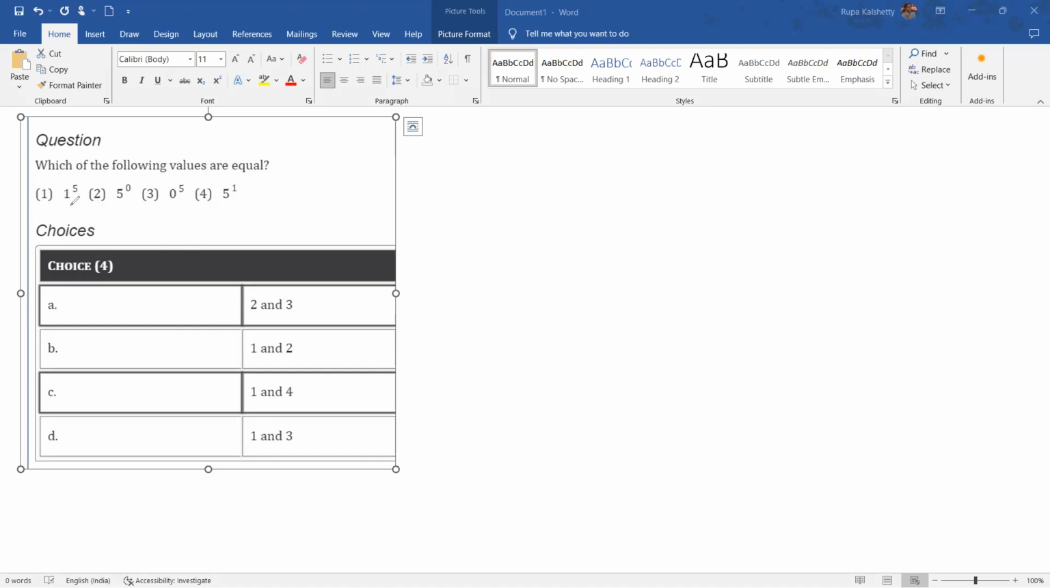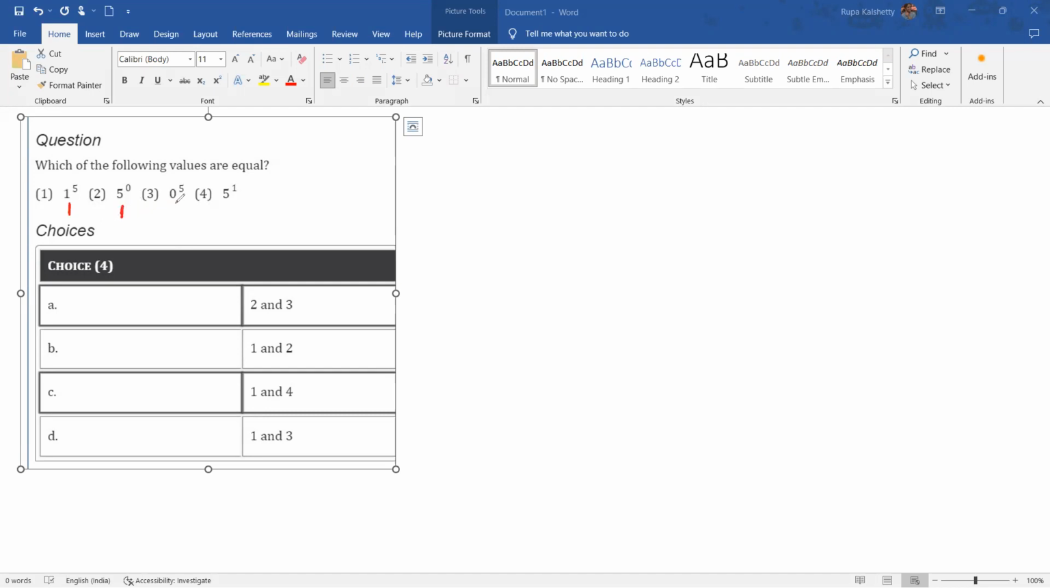So 1 raised to any power is always 1. So here is the answer, 1, for this. Option 2 is 5 raised to the power of 0. So any base, whether it's 5, 50, 5,000, 5 million, if it has been raised to the power of 0, it is always going to be 1. So yeah, the value of option 2 is also 1.